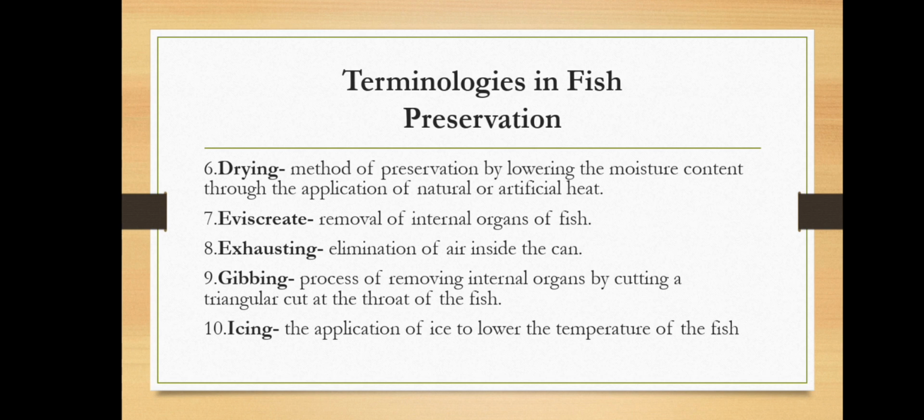Gibbing is the process of removing internal organs from the fish by making a triangular cut at the throat. This method is often associated with preserving certain types of fish, such as herring. Gibbing helps in preventing the release of enzymes that can lead to the deterioration of fish quality.